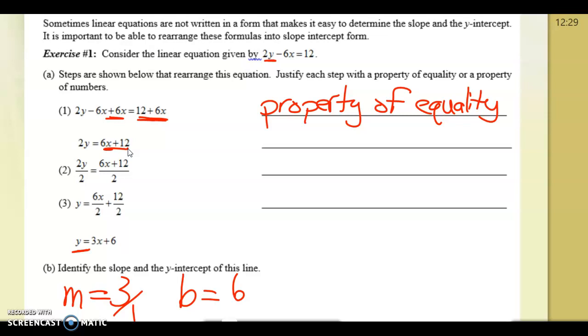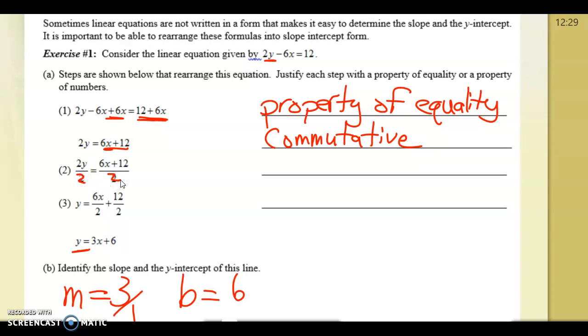So the other one? You're on the right track. Commutative, yes. We are commuting. We are going back and forth. So our commutative property. Then divided by 2 on both sides.